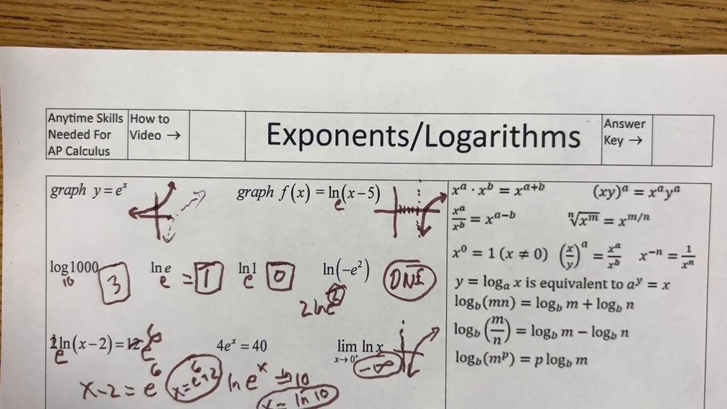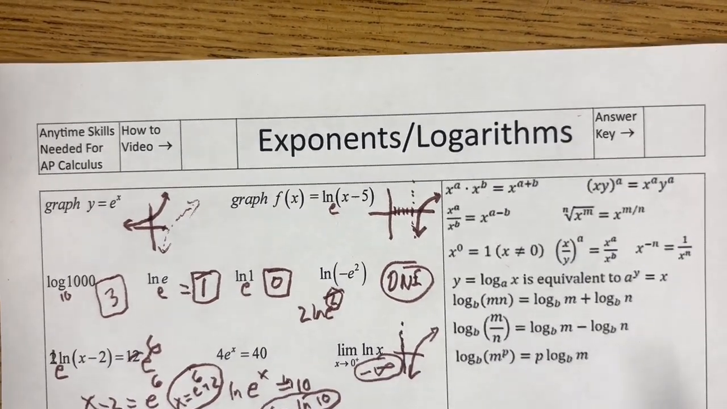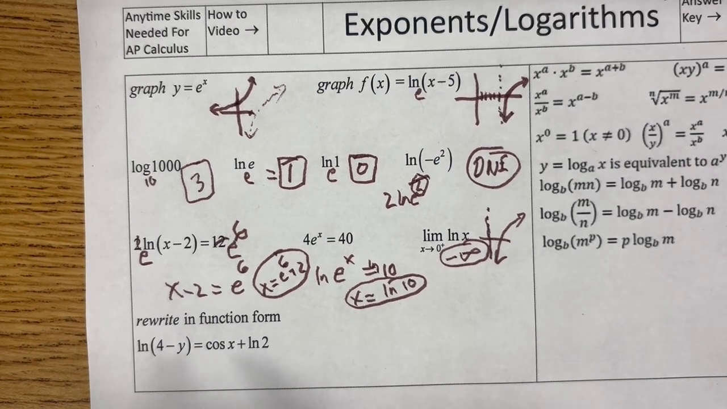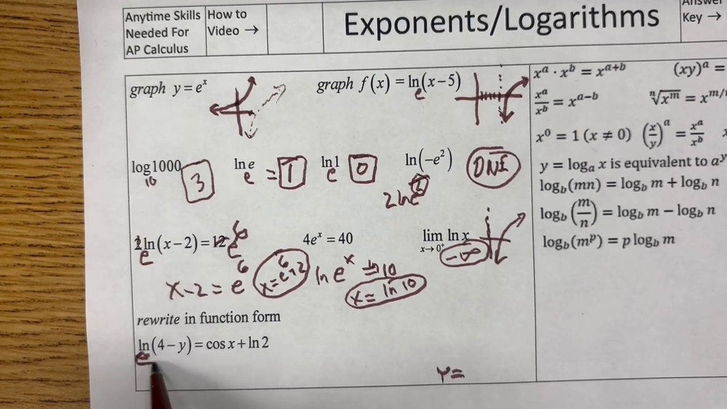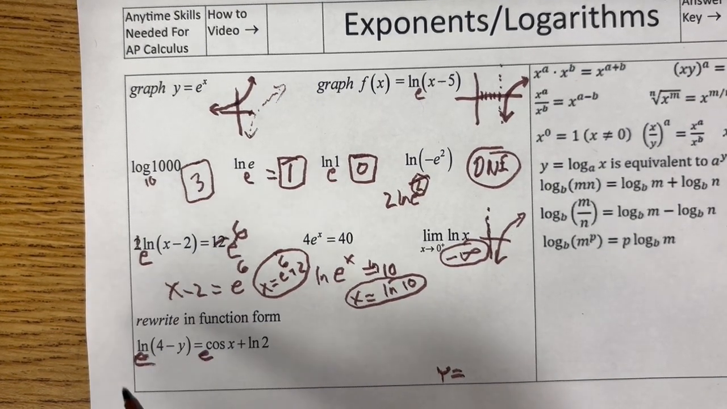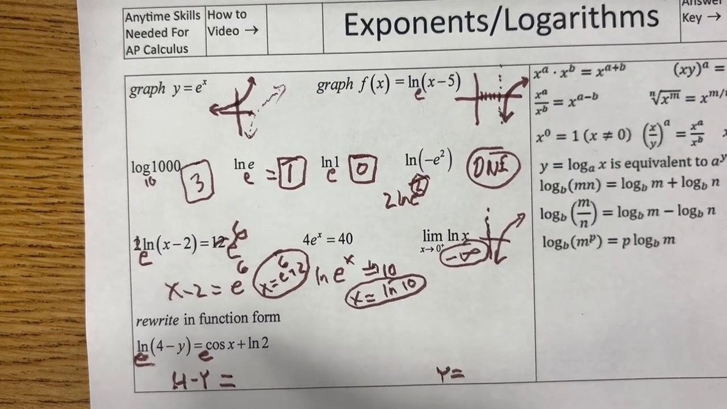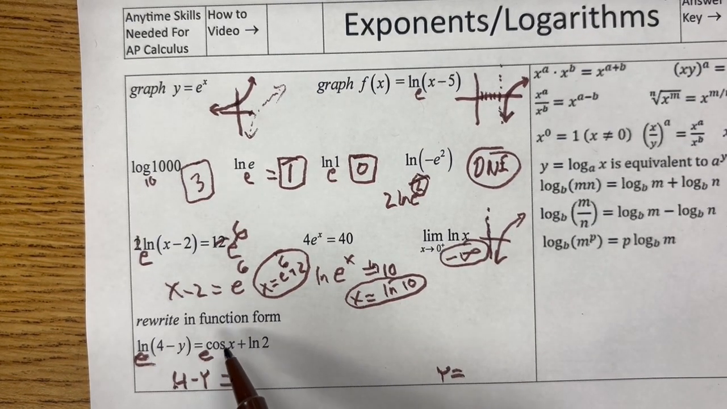Here's a very common thing: to have a y and an x inside of an equation, and we want to write this as a function. So we want it to be in y equals form. In other words, we want to solve for y. What you can do is raise both sides to the e. You can't raise all three things to the e. You raise the entire side to e, and what we're left with is 4 minus y equals, well, what can we do? This is e to the cosine of x.